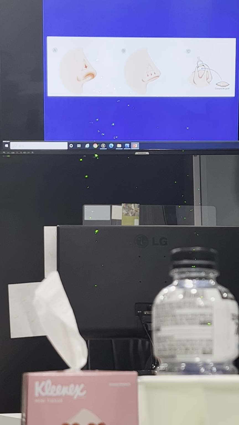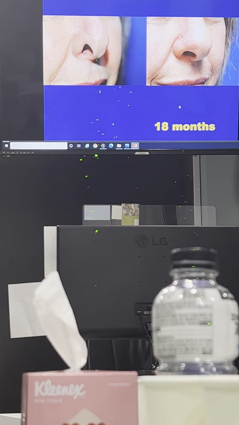Sometimes I apply a composite graft inside for support. The same thing. So can you see? This is severe alar retraction. Generally, I just push down this alar rim caudally like this. After that we can correct it. There is no visible scar after 18 months.